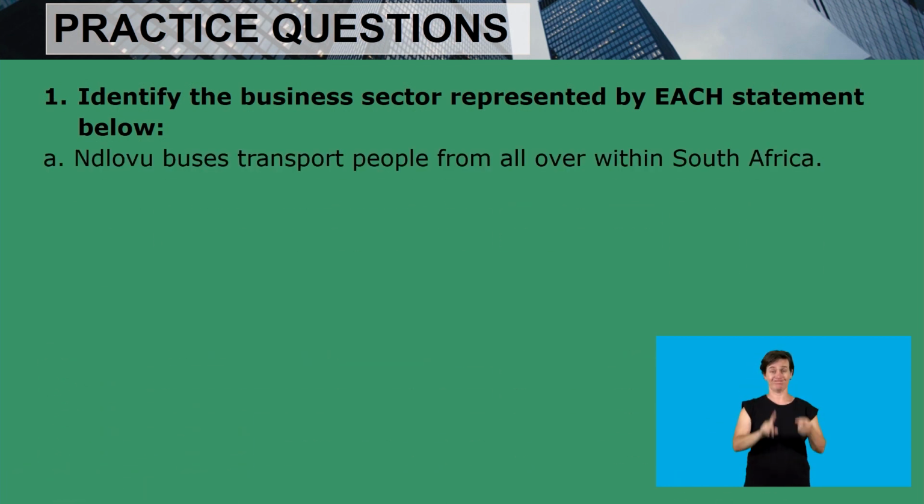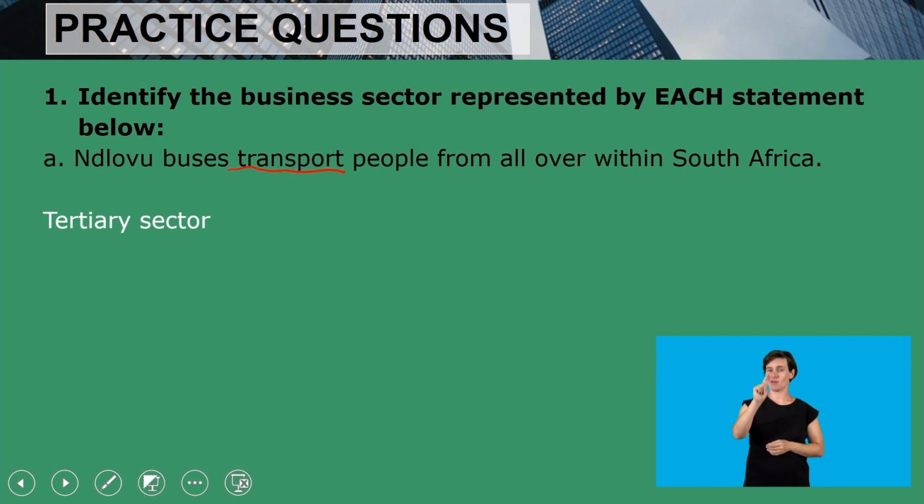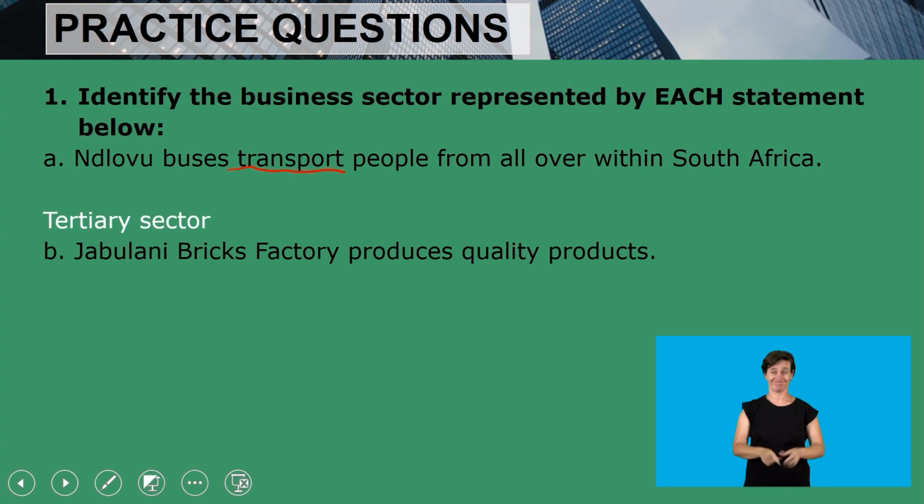Number A says, Ndlovu buses transport people from all over within South Africa. So our keyword here would be transport. In which sector do we find transport? Transport is not a product, but rather a service. So obviously our service sector would be our tertiary sector. Yes, you got that right. The correct answer for this statement would be tertiary sector.